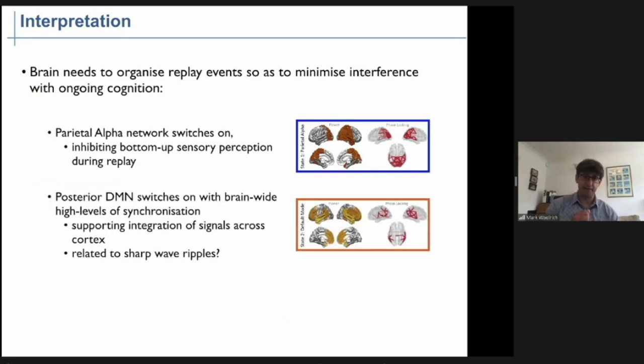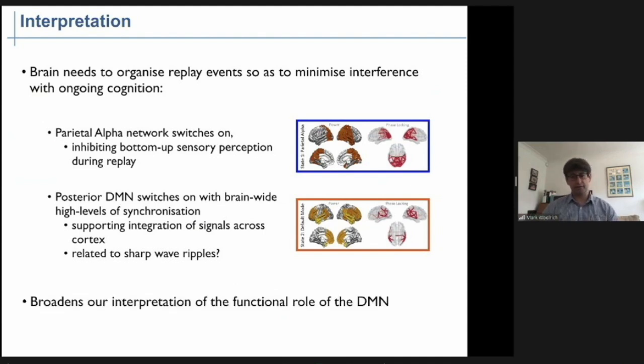And then at the same time, the posterior DMN switches on, providing brain-wide, very exceptionally high levels of synchronization across large swathes of cortex, supporting the integration of signals across the cortex. This is obviously slightly more speculative, but it provides the ability for the event that's been kicked off in the hippocampus to propagate across the rest of cortex, to properly allow the replay event to occur on a cortex level. And with the link to high frequency oscillations, there's also the possibility that we have these synchronizations linking all the way up to the 150 hertz range.